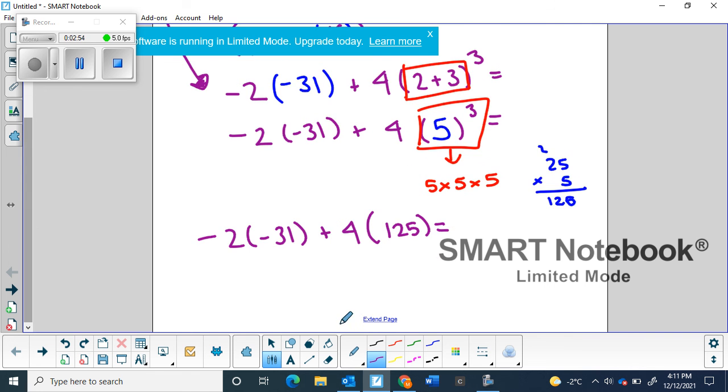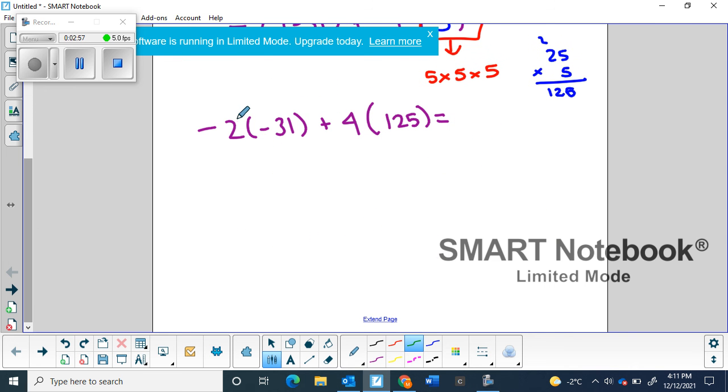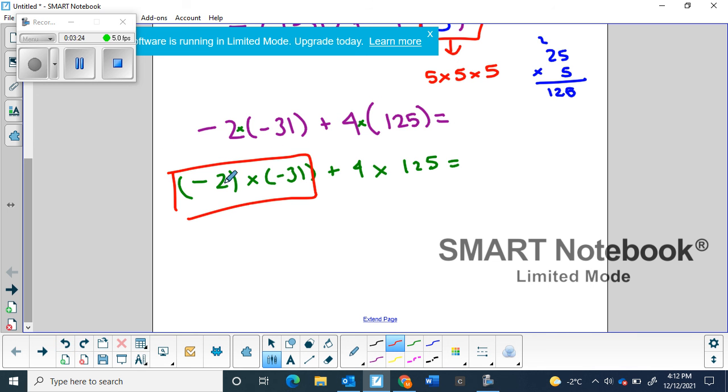125. Now we're very close, and we talked about if we have two numbers beside each other and there's no operation between them, there's actually a little mini multiplication symbol. So if I rewrite it, negative 2 times negative 31 plus 4 times 125. And so now I go through and I have multiplication, and I have multiplication here, which means those are the first things I have to do before I do my addition. So I'm going to do negative 2 times negative 31. That's going to give us 62. And a negative times a negative is positive, so it becomes positive 62.